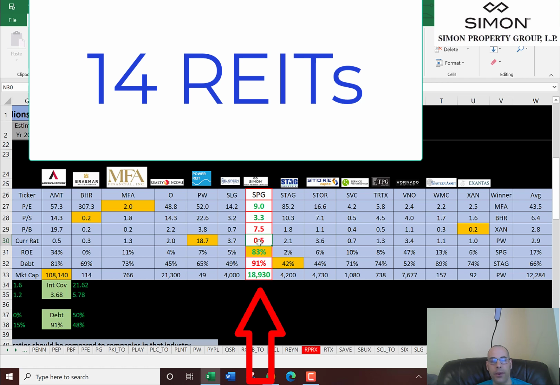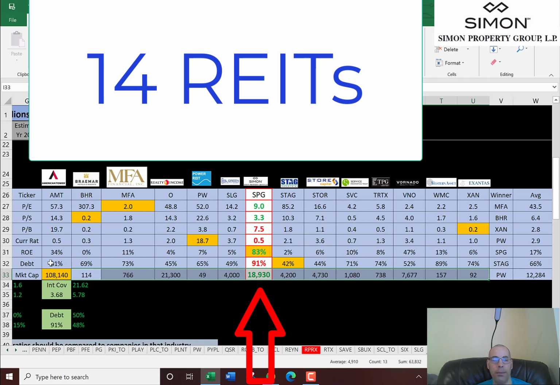They have a terrible current ratio. That's something they need to look into. Great ROE. They have the best ROE amongst all the REITs. So they're providing great value to the equity holders. They have the most debt amongst the REITs, 91%, so they don't have much room to borrow. They're higher than the average in market cap. They're 18 billion market cap. The average is 12 billion. But American Tower is the largest by far, larger than the other 12 REITs combined. The other 12 are 63 billion market cap.